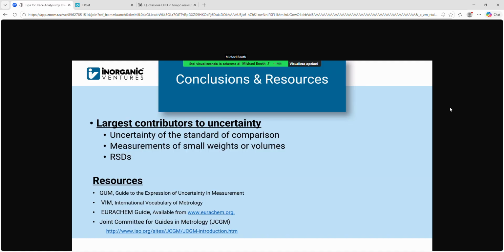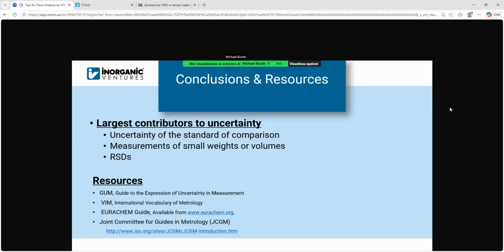Anytime you do measurements of small weights or volumes, make sure those are very accurate and use the best equipment possible, because that's going to be the next biggest thing that introduces error and contributes to uncertainty. And lastly, anything you can do to control those instrument RSDs is going to help. It gives you a better detection limit, but also better uncertainty in your measurements. That's where sample introduction systems really come into play, and making sure you're doing good maintenance on your system. Anything you can do to lower those RSDs is going to help.